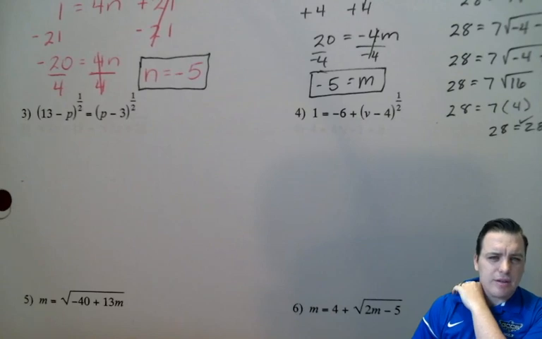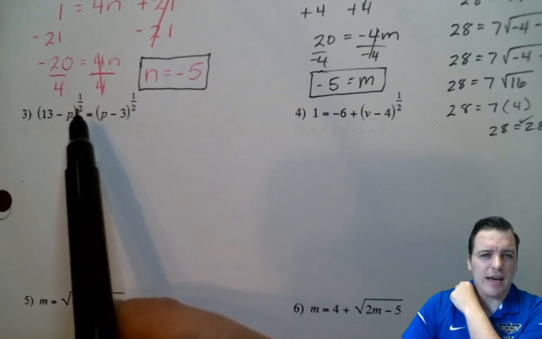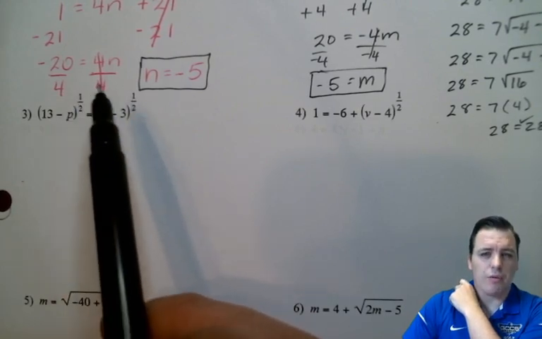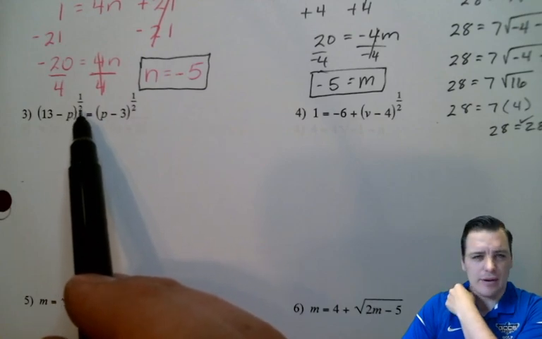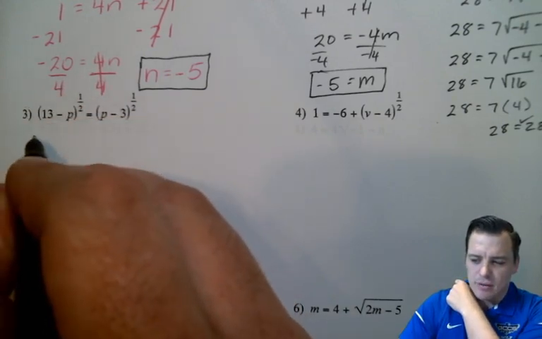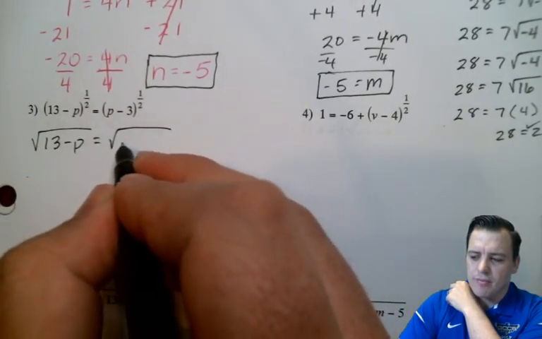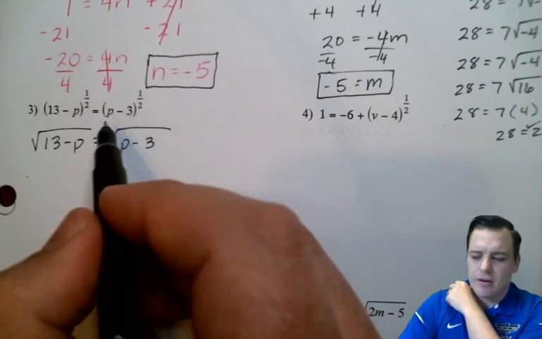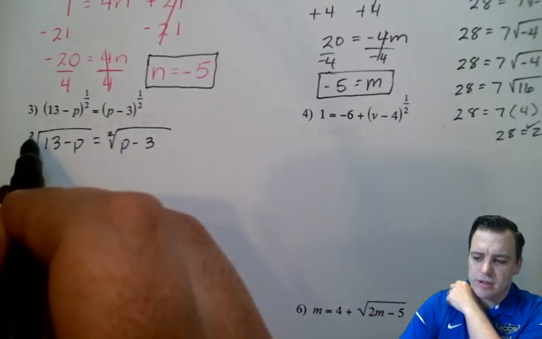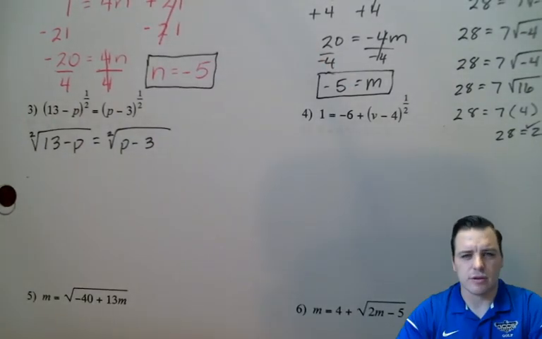13 minus p raised to the 1/2 equals p minus 3 raised to the 1/2. Okay. Now these are both in exponential form, so what we need to do is put them in what we would call radical form. So remember, the denominator is the index. I would say the square root of 13 minus p is equal to the square root of p minus 3. Remember, the denominator is your index, so we know there's a 2 right there, and then it's all to the first power. But since it's to the first power, we don't have to say to the first power.